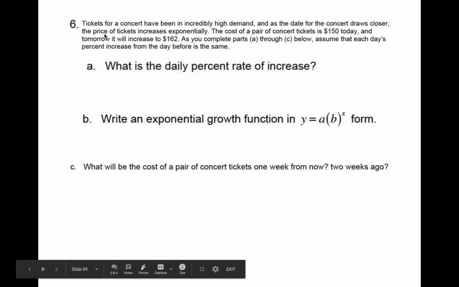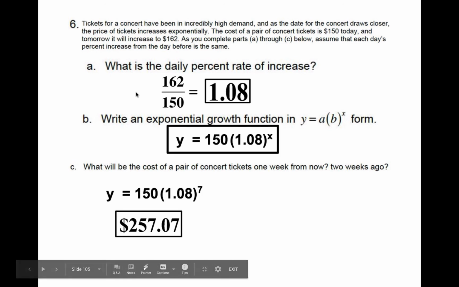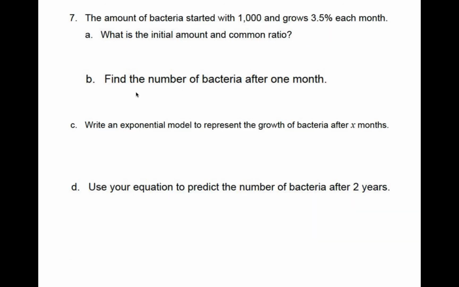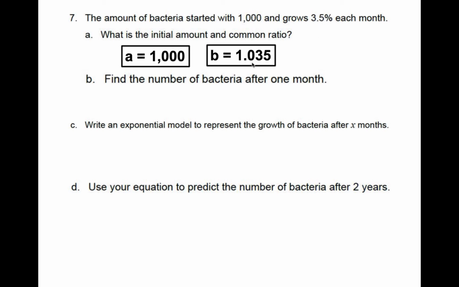Okay, number 6. I'm going to go ahead and skip this just for the sake of distance learning. Here we go. Number 7. I'm going to skip around a little bit here. It says the amount of bacteria started with 1,000 and then grows 3.5% each month. So in this case, the initial amount of bacteria was 1,000, so that's my A value. And then my common ratio, what am I multiplying by? It's growing by 3.5%, so I'm going to add that to 100% and get 1.035.